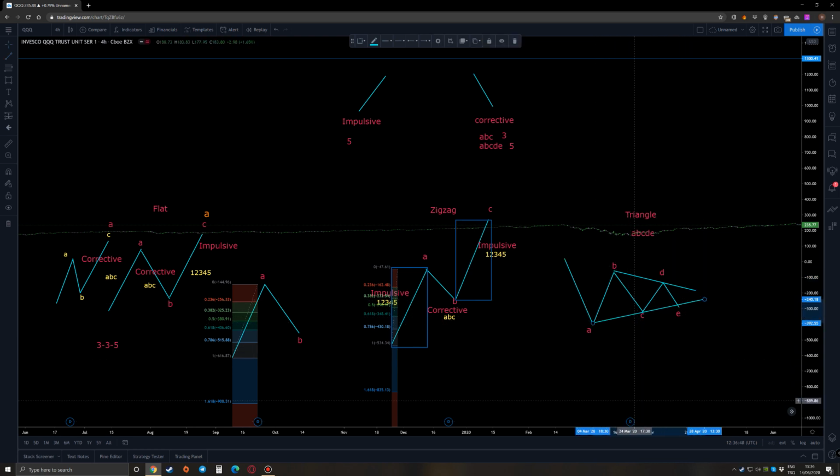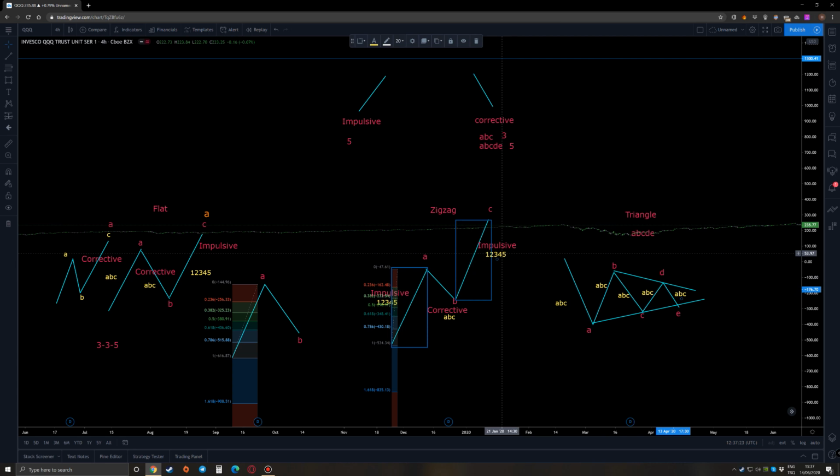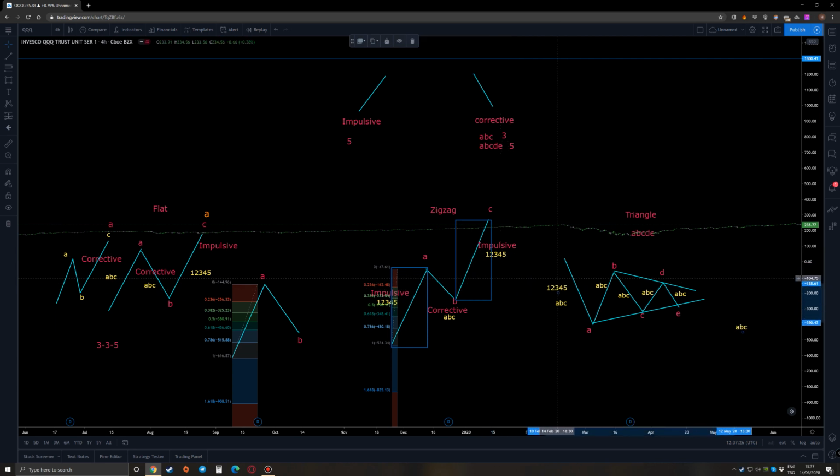Now, the triangle moves between the B to D trend line and the A-C and E trend lines. The first thing you have to know is that all of these triangle legs are corrective waves. So this wave A has to be corrective. Wave B has to be corrective. Wave C has to be corrective. Wave D has to be corrective, and wave E has to be corrective. So it's pointless to even try to find 1, 2, 3, 4, 5 here, because you'll just waste your time and your money.